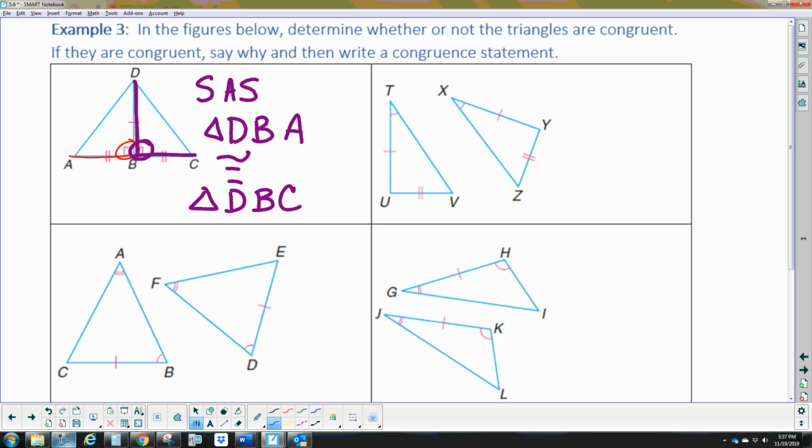All right, in this next triangle, I have a side and an angle. Now, if you remember from that table that we created about ways congruent shortcuts work and which ones don't, this would be side, side, angle, which is not a congruent shortcut. So here we can say cannot be determined.